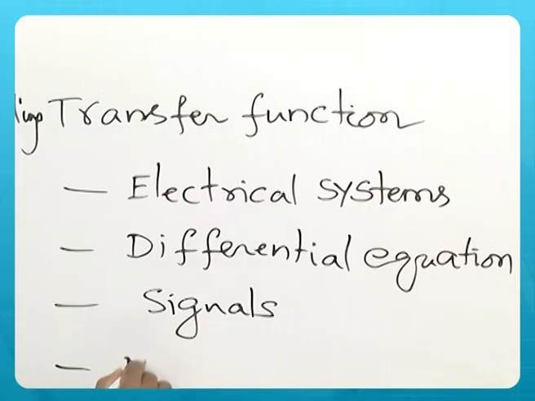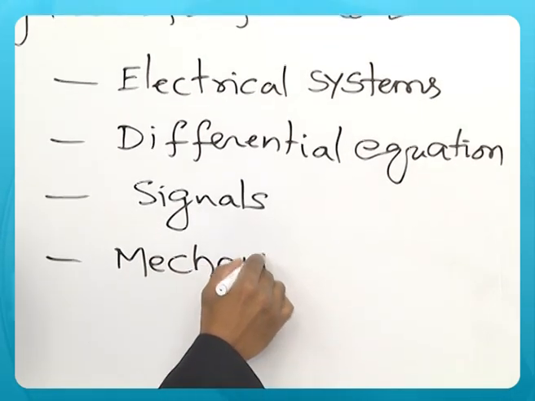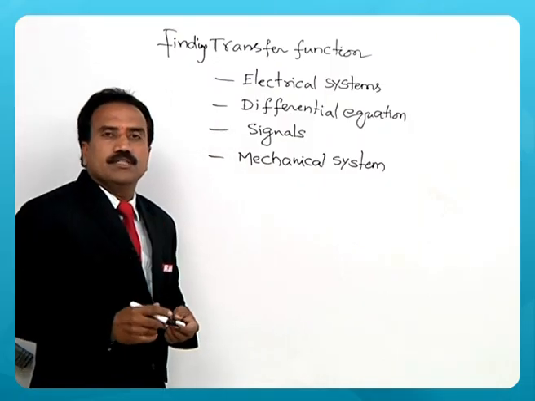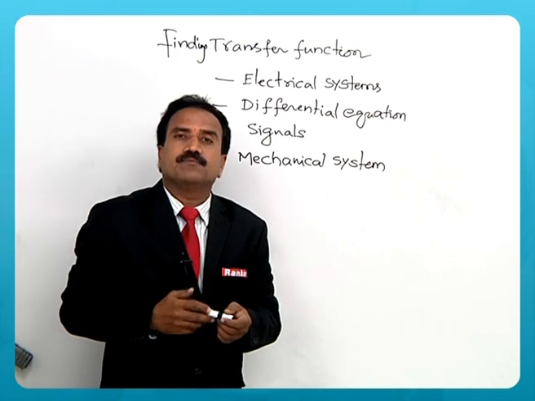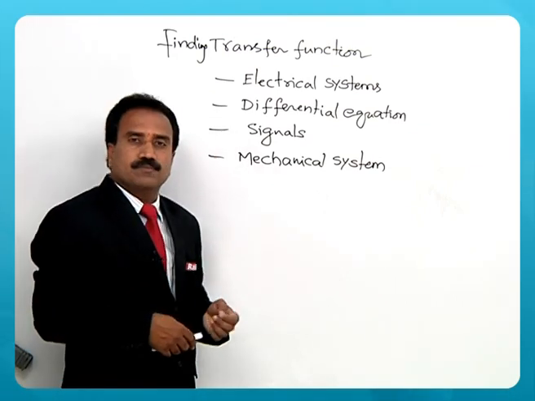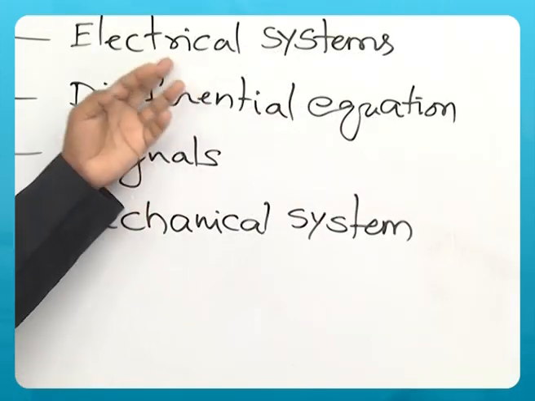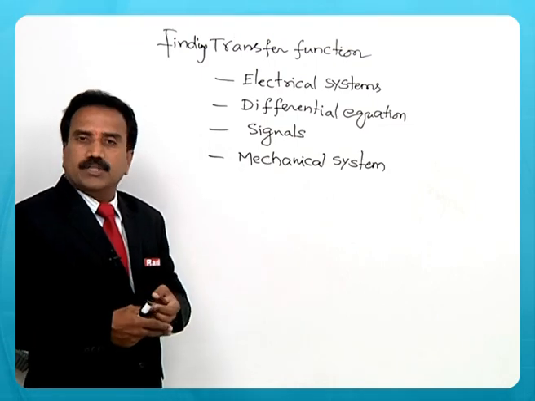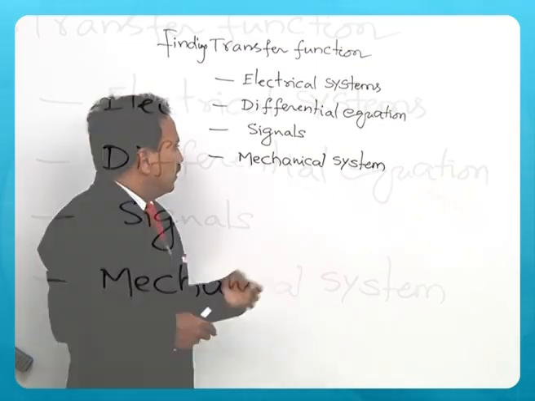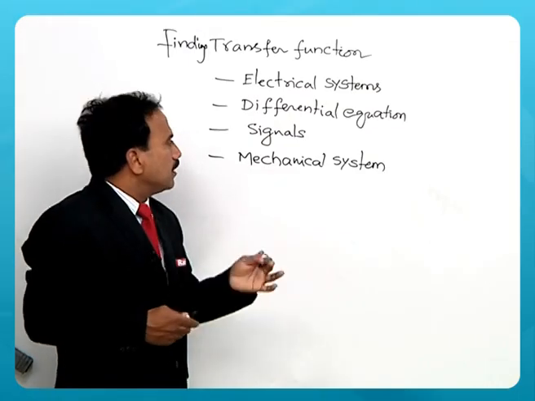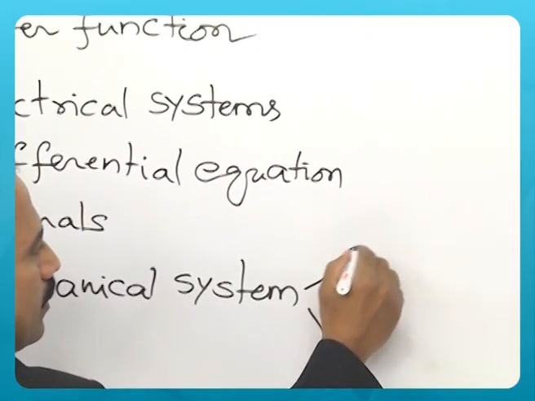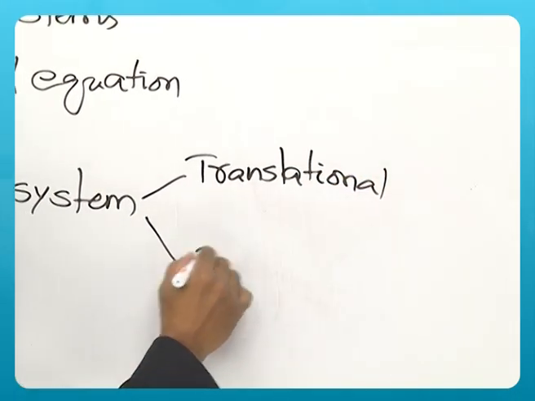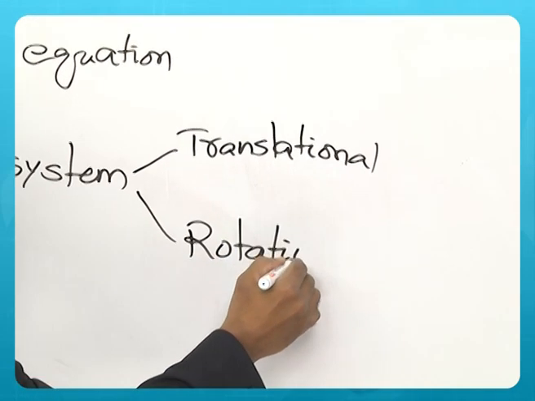Next, last, a mechanical system may be given. Then how to find a transfer function? What are the components of a mechanical system? We need to see, like electrical system components, you are aware, passive components R, L, C, active components voltage and current sources. Like that, a mechanical system is subdivided into translational motion systems and rotational motion systems.